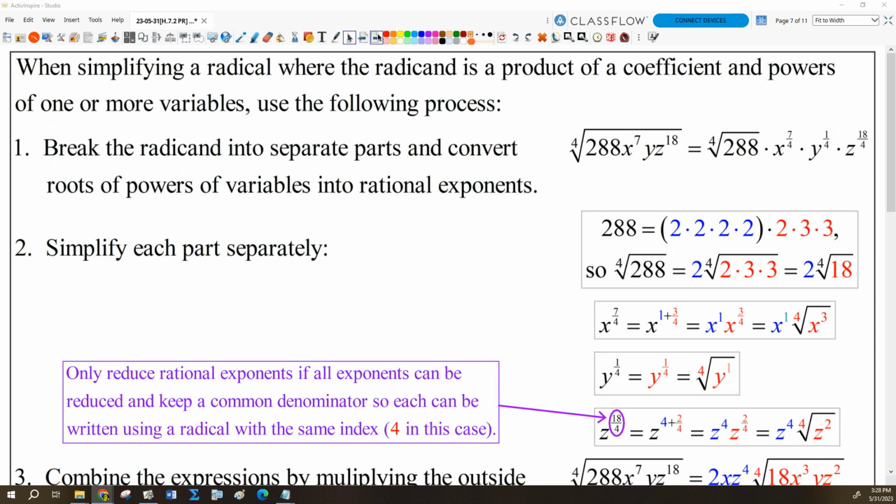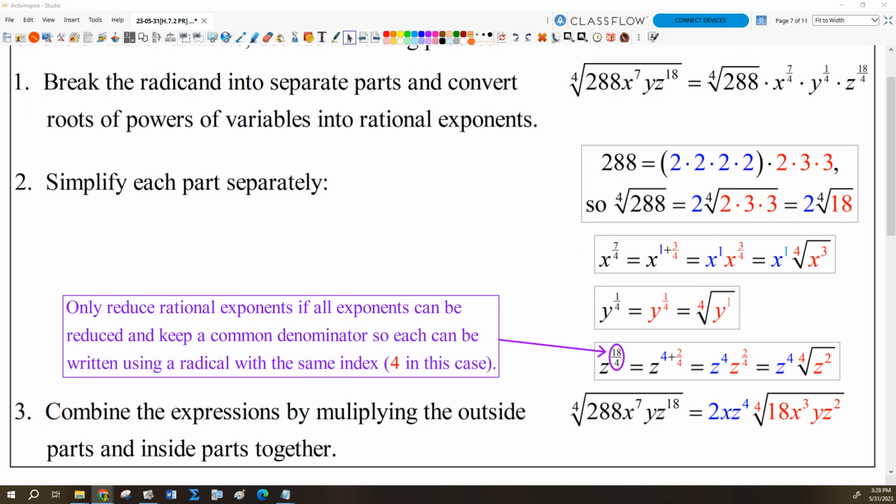So what do I really have here? I've got the 4th root of 288 times the 4th root of x to the 7th, which is x to the 7/4, times the 4th root of y, which is y to the 1/4, times the 4th root of z to the 18, which is z to the 18/4. Okay? Just deal with them one at a time. And all I'm going to end up doing with each of those 4 factors that I've separated, I'm going to break each of those into an outside part and an inside part and then recombine them into one radical. Easy.